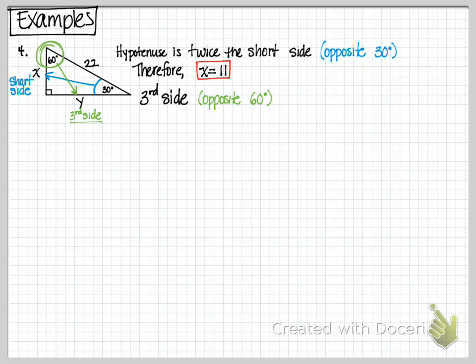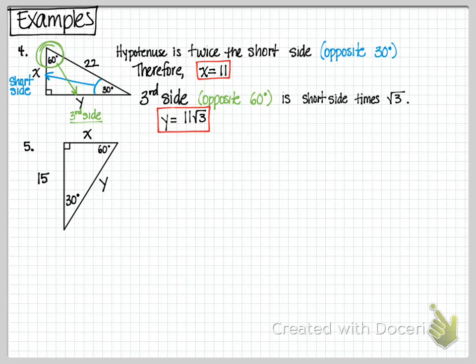Now the third side, which we have marked as y, is going to be opposite the 60 degrees. So we've got that our third side is opposite 60 degrees, and we know that the third side is the short side times root 3. Since we just found out that the short side is 11, we know that y will be 11 root 3.